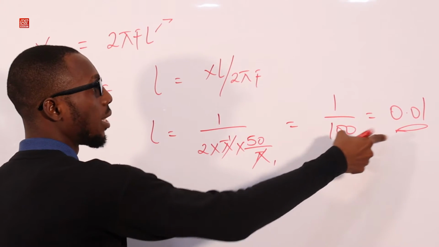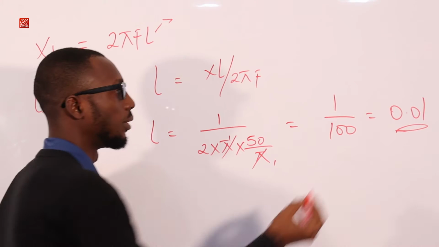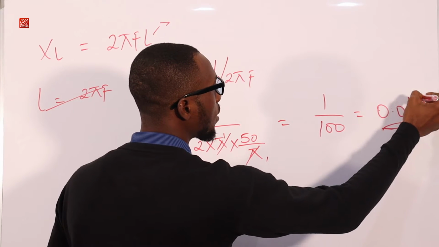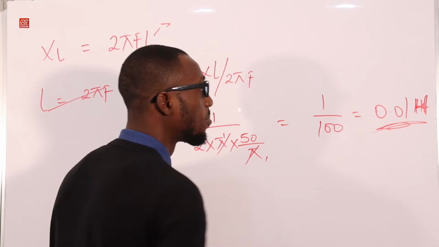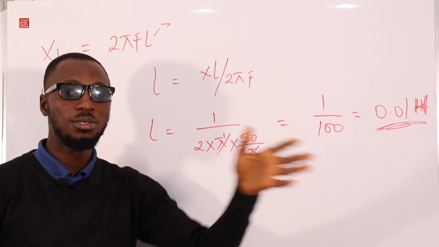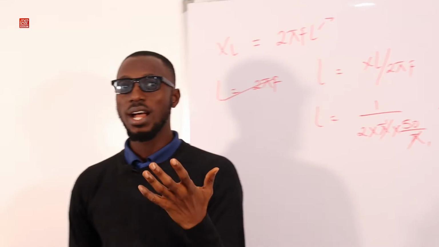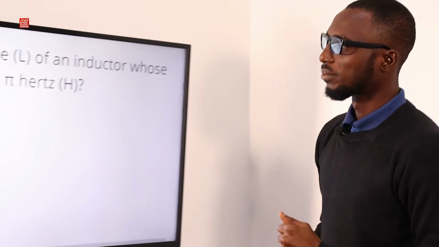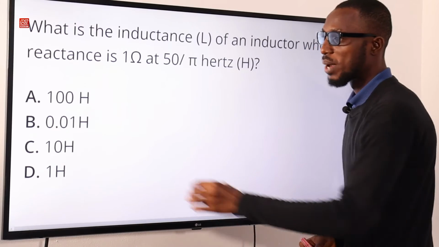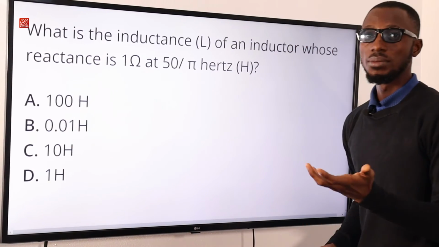1 divided by 100 is 0.01. The unit is Henry or H. So your answer is 0.01, the inductance we are looking for. So join me as we go back to the screen to pick out the correct option. Look through the options provided and you will find 0.01 Henry in option B. So option B is the correct option.